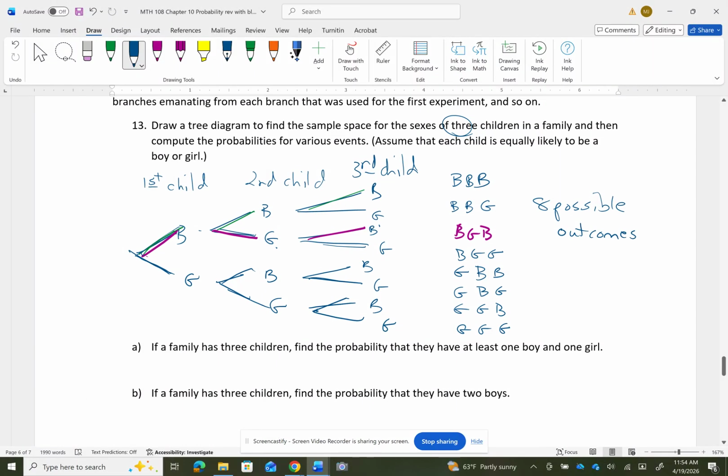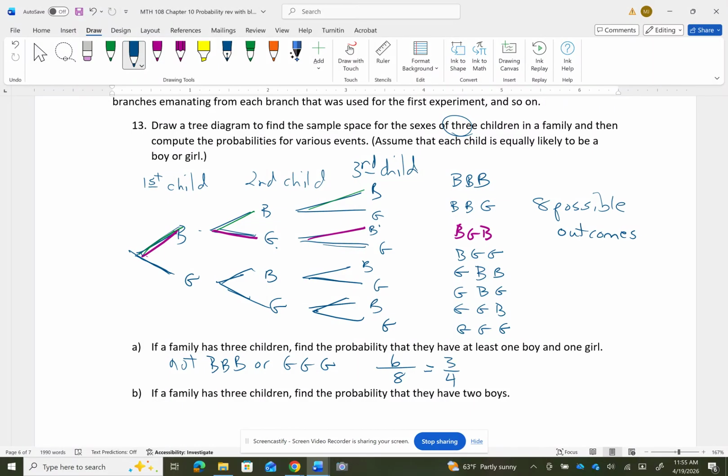Suppose the family has 3 kids. If I wanted the probability they have at least 1 boy and 1 girl, then it has to have both a G and a B in it. So it seems like the only things it wouldn't be are all boys or all girls. So there's 8 possible outcomes, and those two it couldn't be. So the probability that they have at least one boy and one girl would be 3/4.